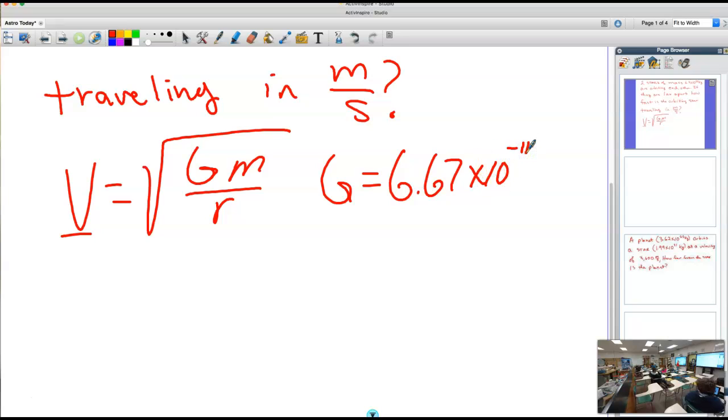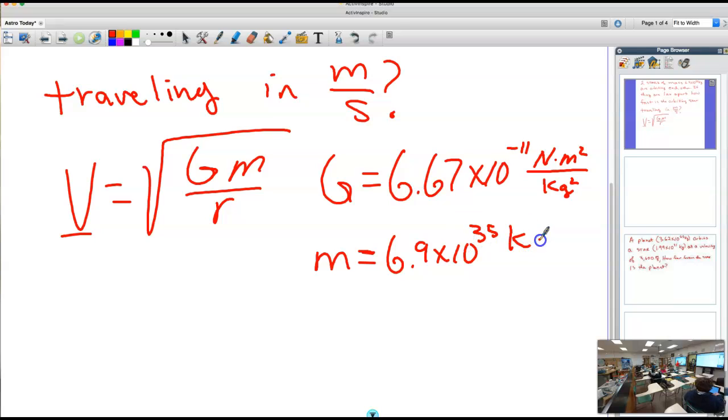What units? It's newtons times meters squared over kilograms squared, right? There we go. Okay, so in this case, what's M? This is mass, so what is it? What's the value from the problem? 6.9 times 10 to the 35th kilograms, right? And what's R?